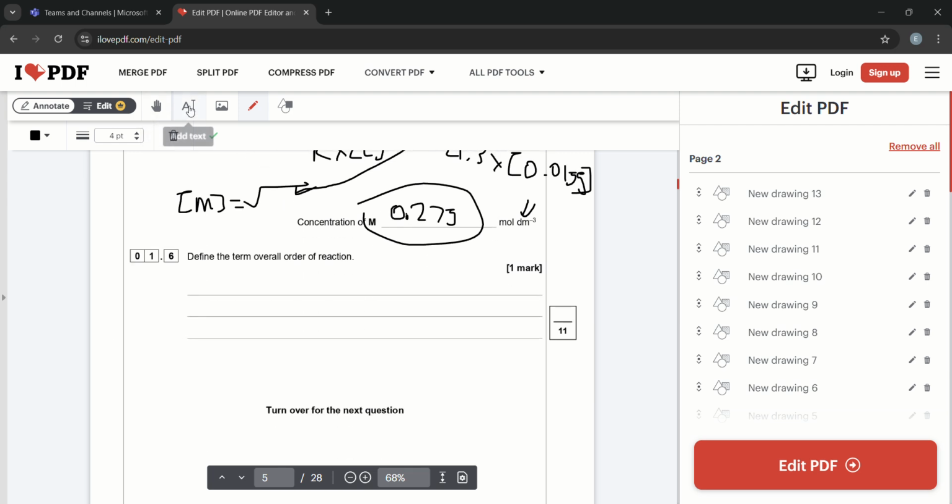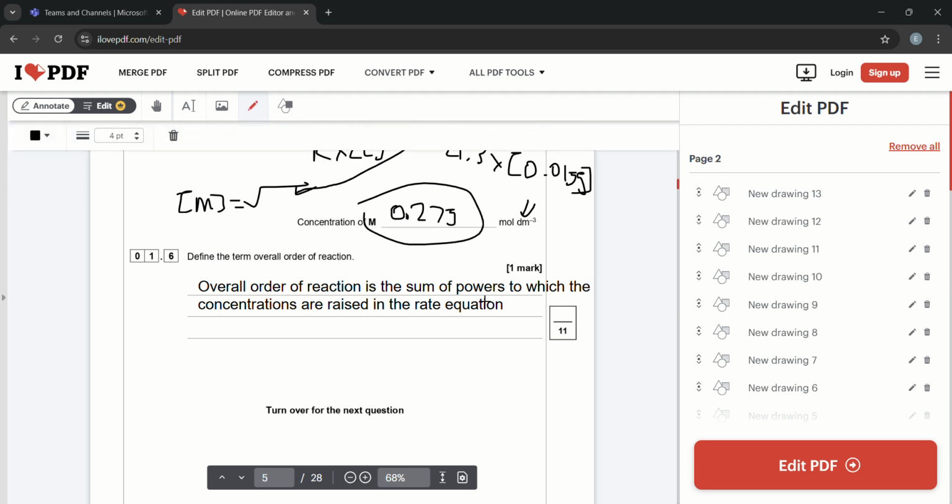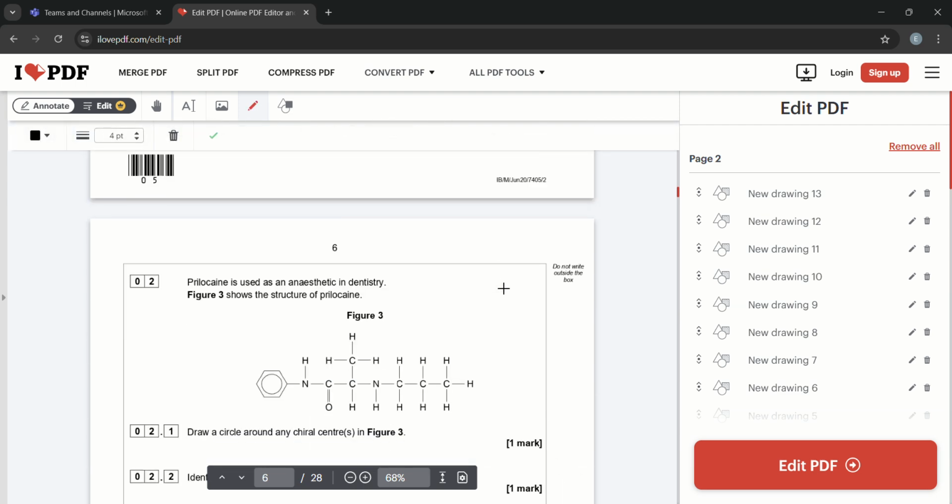And then 1.6, define the term overall order of reaction. Overall order of reaction is the sum of powers to which the concentrations are raised in the rate equation. Overall order of reaction, sum of powers to which the concentrations are raised in the rate equation. And that is the end of question 1.